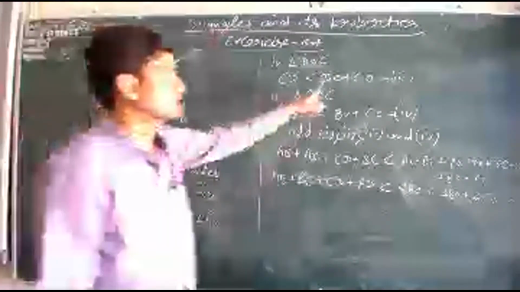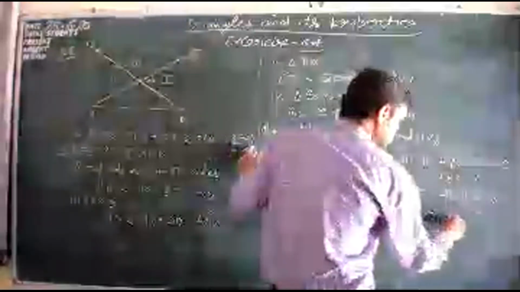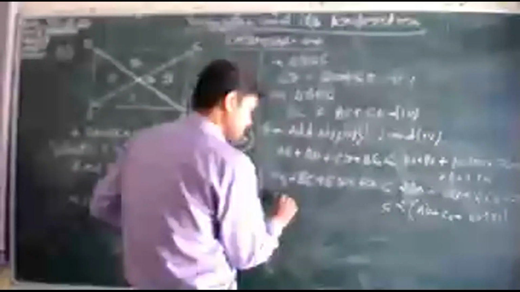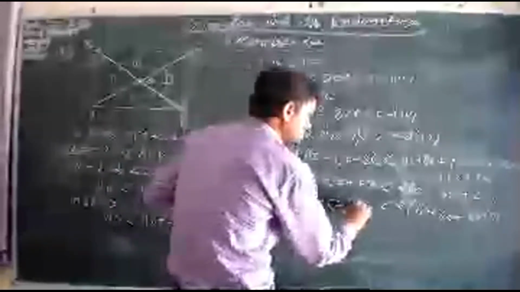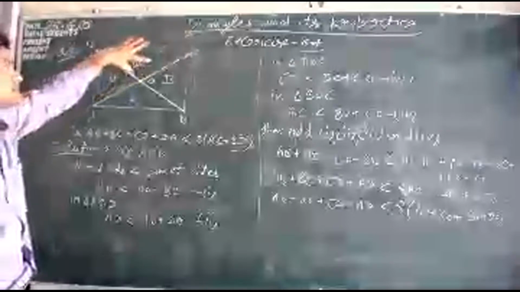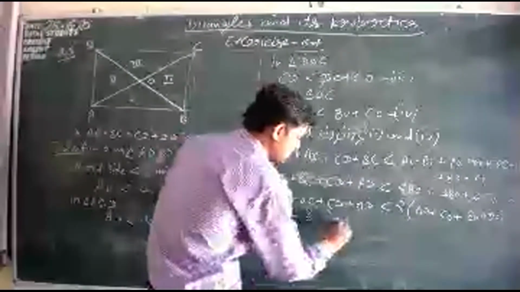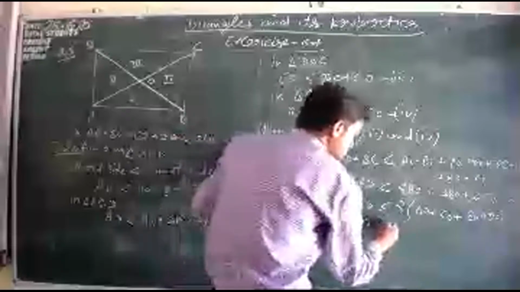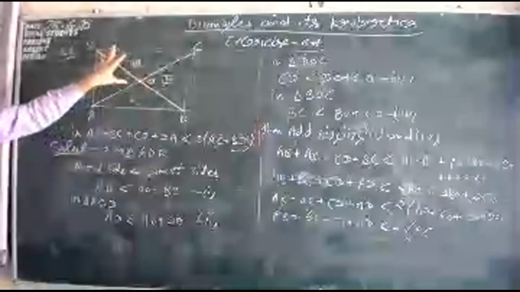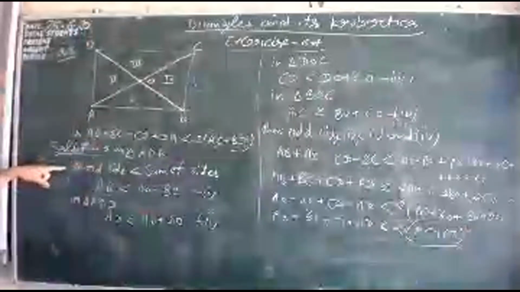On this basis, 2 is common. With AO I will write CO, and with BO I will write DO. It means AB plus BC plus CD plus AD is less than 2 times the sums. AO plus CO is equal to AC, and BO plus DO is equal to BD.